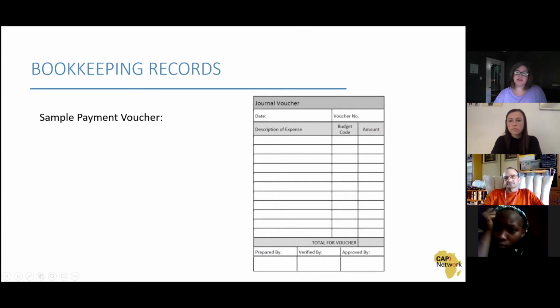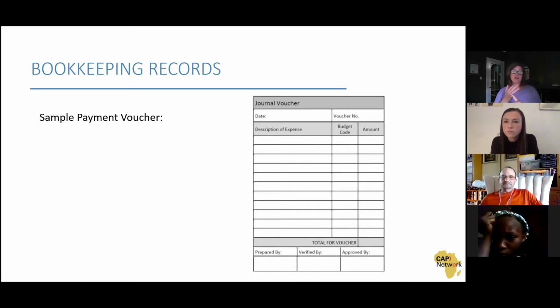There's a place to describe what the expense is, a place to indicate the budget code or budget line that expense is coming from, and then the amount that was spent. At the bottom, there is a place to show the total for that whole voucher. And at the very bottom, there's a place to show who has prepared the payment voucher, who has reviewed it, and who has approved it.